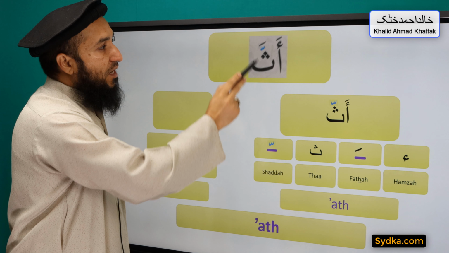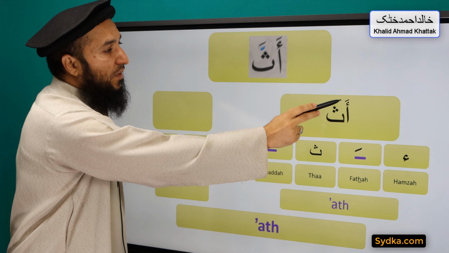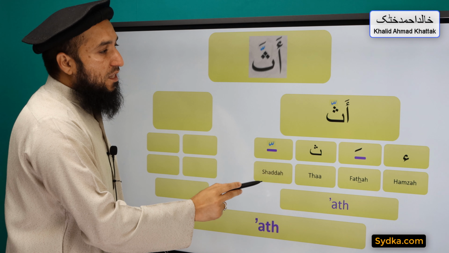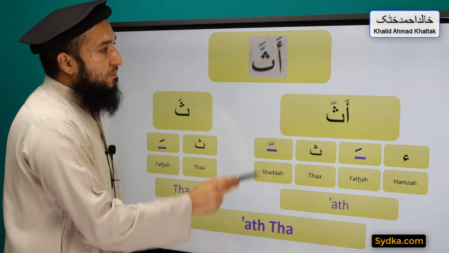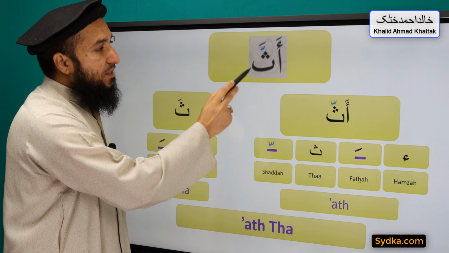Hamza, fatha, tha, shadda, ath. The second syllable we have is tha, fatha, tha. Tha is a light letter, it has fatha on top of it and it is prolonged for one count.